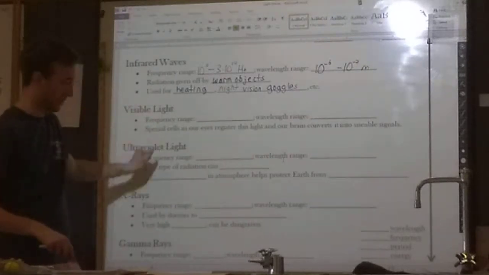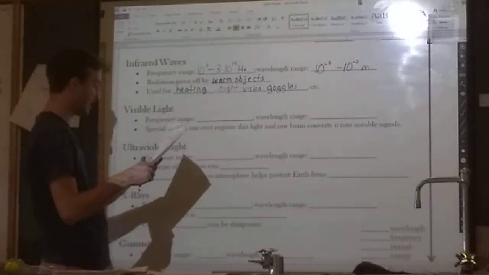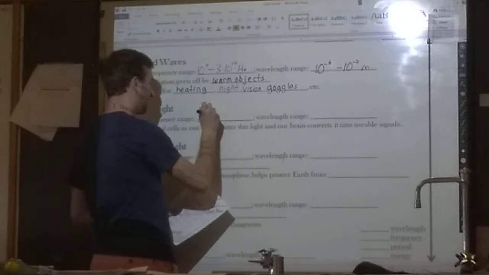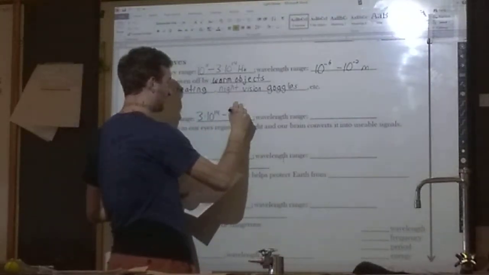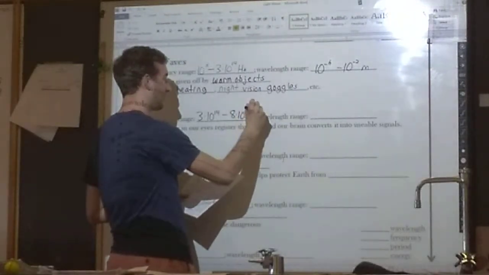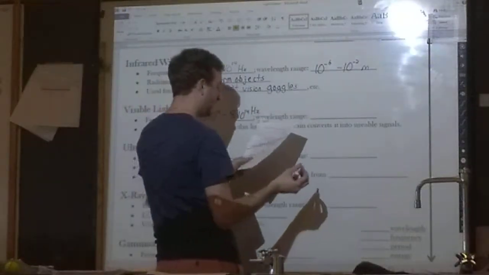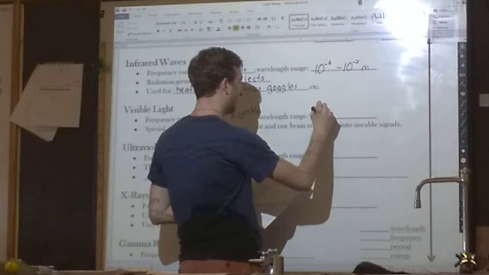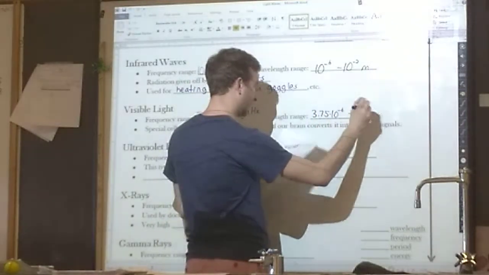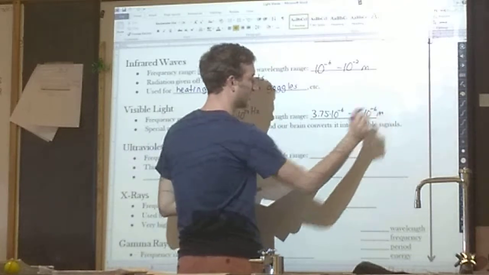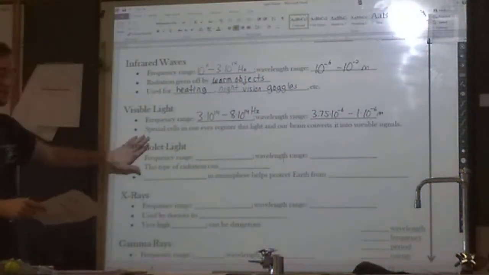Visible light. Okay, the visible light range goes from approximately 3 times 10 to the 14th hertz up to 8 times 10 to the 14th hertz. Again, please notice how small a range that really is. The wavelength range is from 3.75 times 10 to the negative 6th to 1 times 10 to the negative 6th meters. Tiny, tiny range. Okay.